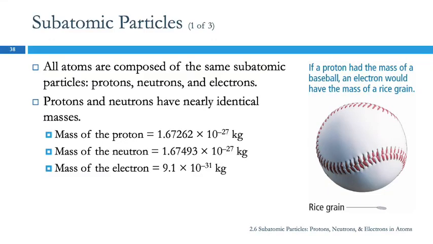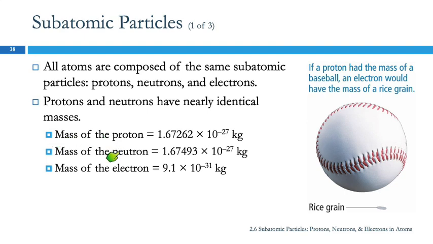Subatomic particles. So we've learned that the atom is not a solid, indestructible thing, but it is composed of smaller particles. Those are known as subatomic because they're smaller than atoms. And the three that we care about in chemistry are protons, neutrons, and electrons. Particle physicists will tell you about a whole bunch of other ones. There's muons and bosons and all kinds of things. That's physics.